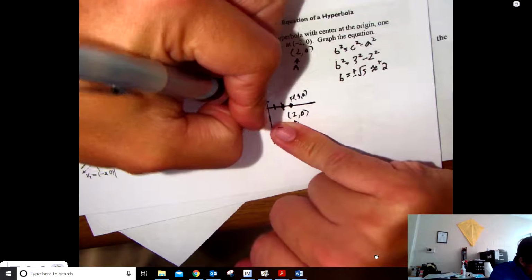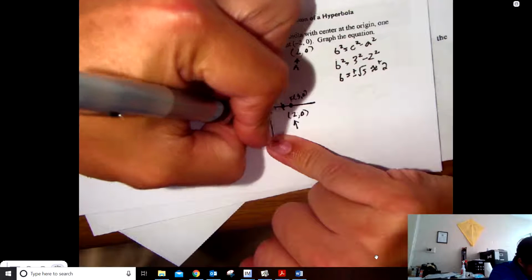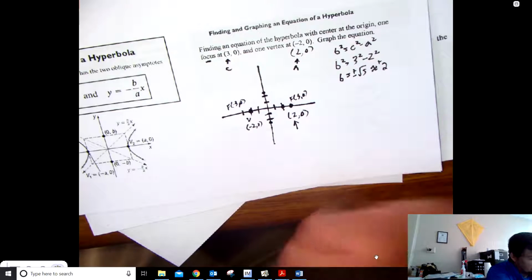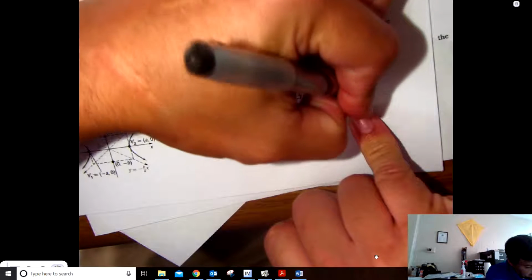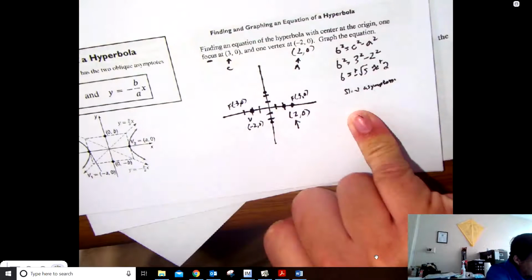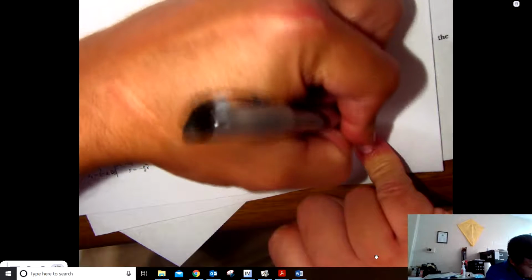So we're going to go up to 2, just a little bit past. I'm going to put a little point there. And then we're going to write in our slant asymptotes. We have y equals b over a x and y equals negative b over a x.